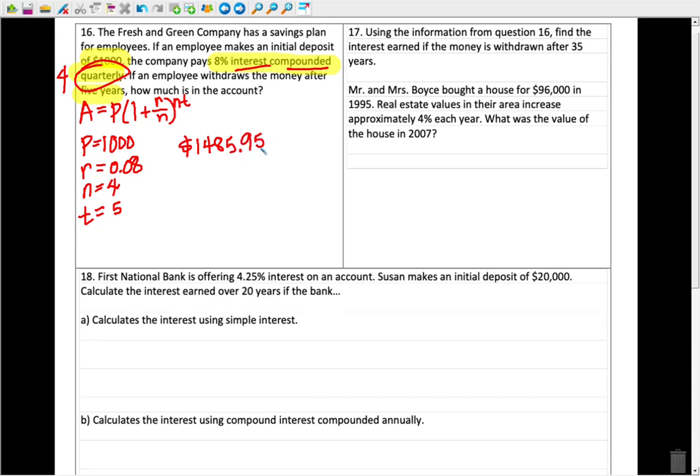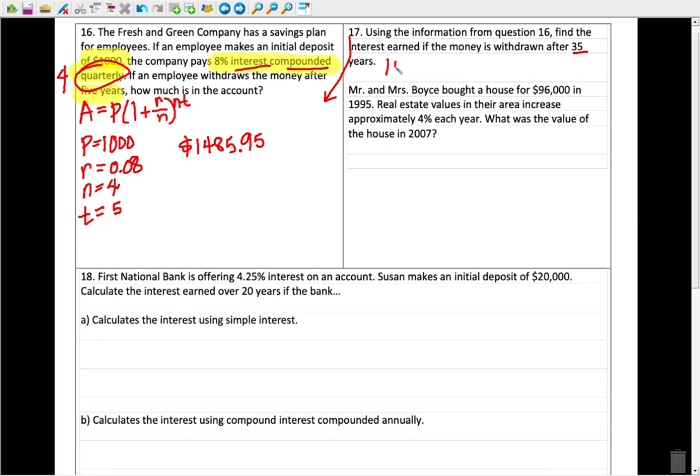Nice little investment earned. Okay, so number 17 is continuing from number 16. So really and truly, this problem should have been in this box here. So using the information for number 16, this time it just says, well, what if the money is withdrawn 35 years later? So I'm going to use the exact same formula, just change the time to 35.